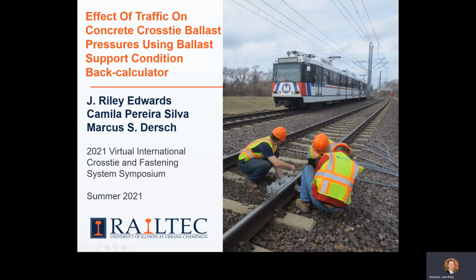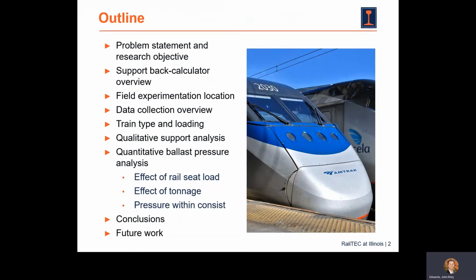So what we have today to cover is the problem statement and objective of this project. I'm going to give you a brief review of the back calculator, how it's used, and how it was initially developed. I also want to talk to you about data that we collected at 3 different field sites. I'll summarize each of those as I go throughout today's presentation. Talk about some qualitative support condition analyses that we've done using heat mapping. Then we'll talk about quantitative ballast pressures and how they vary as a function of rail seat load, tonnage, and the pressure within a given train consist. I'll go over some conclusions and then some future work.